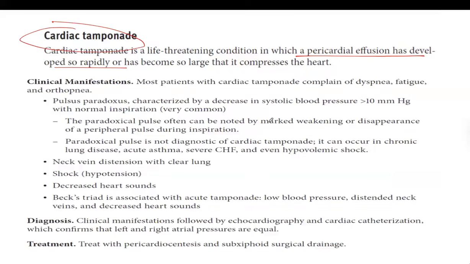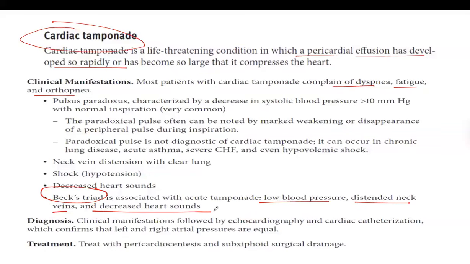So how will they present in that case? A patient with cardiac tamponade will definitely have shortness of breath, fatigue, and orthopnea. They also get a very common triad, called Beck's triad. Beck's triad has low blood pressure, so they get hypotension. They get distended neck veins, so raised JVP, and they get muffled heart sounds.